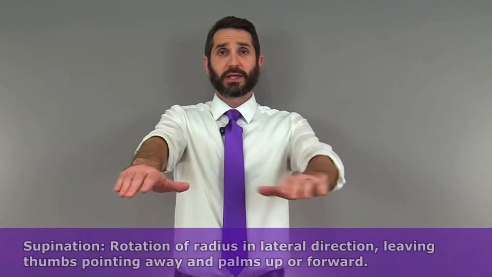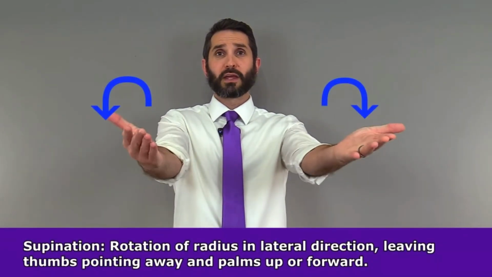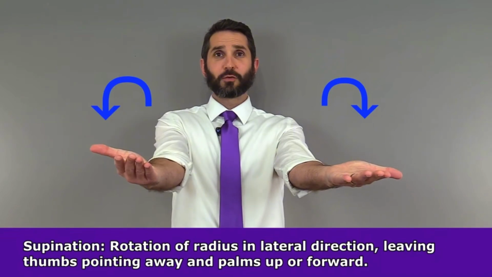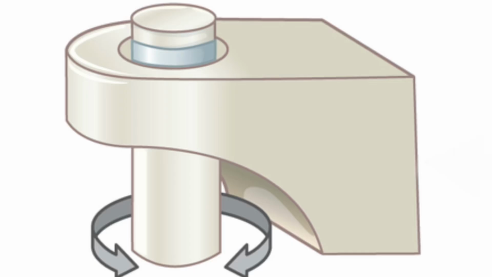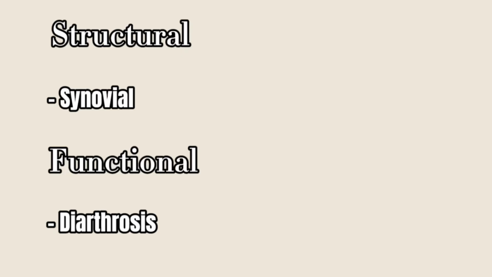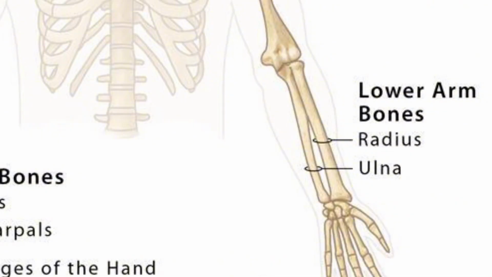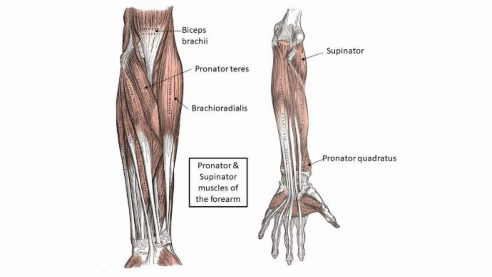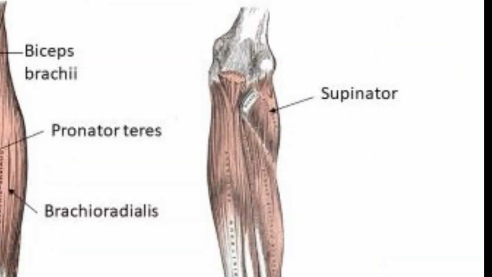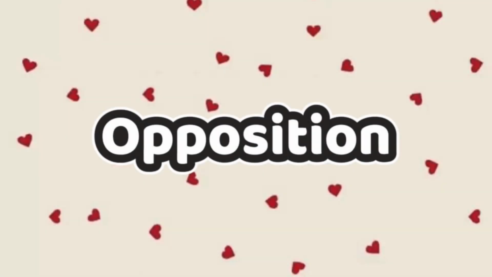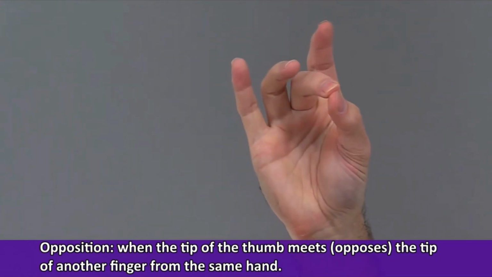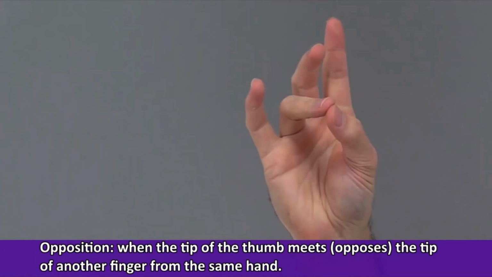Supination. Supination describes the motion of turning the palm anteriorly, and the joint in use is a pivot joint. The structural and functional are synovial and diarthrosis. Radius and ulna are also used in the supination movement, and the muscles used in this movement are biceps brachii, supinator, and brachioradialis.